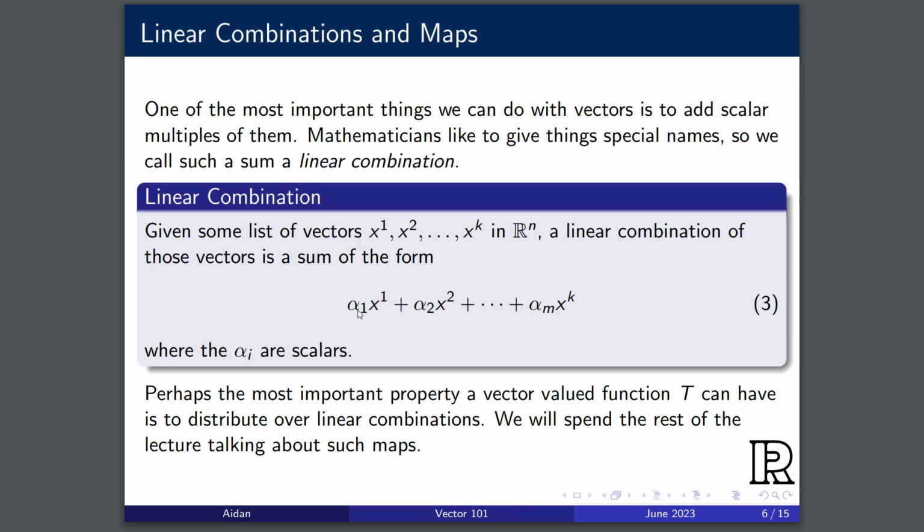Now we talked about vector valued functions, but one of the most interesting properties that a vector valued function can have is if it distributes over these linear combinations. And I'll talk about what I mean by that, but this kind of distributing over linear combinations is a very important property.